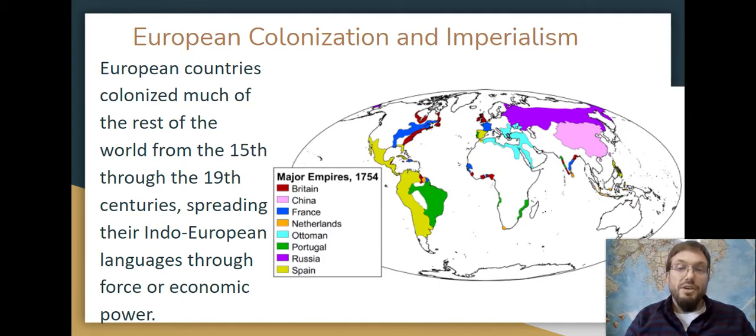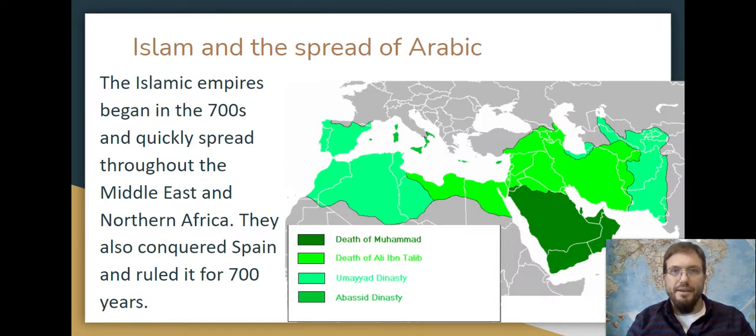All right, and you can see in that map that the vast majority of colors on that map are European powers. The majority, not all. You see China is in there and the Ottoman Empire. Those are not European, but the rest of the colors are European powers. All right, moving on. Let's go to the next, which is Arabic.